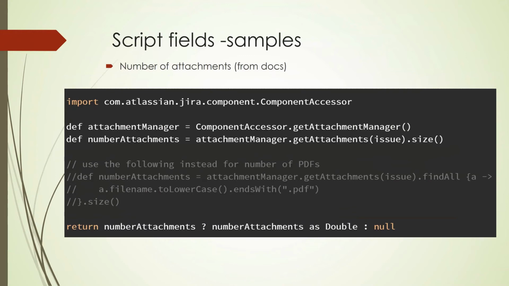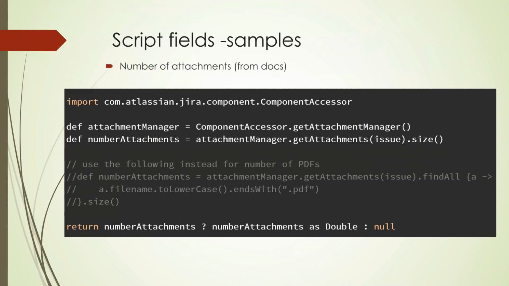Component accessor is a primary class in the Jira ecosystem. If you want to access any component, you need to start with component accessor. And almost all functionalities in Jira have their own components. So I want to get attachment, I use component accessor dot get attachment manager. If I want to work on issues, I would do component accessor dot get issue manager. If I want to work on comments, I would do get comment manager. So each functionality in Jira, whether it is issues, whether it is comments, is bundled into its own manager, and then you can access that manager using the component accessor.